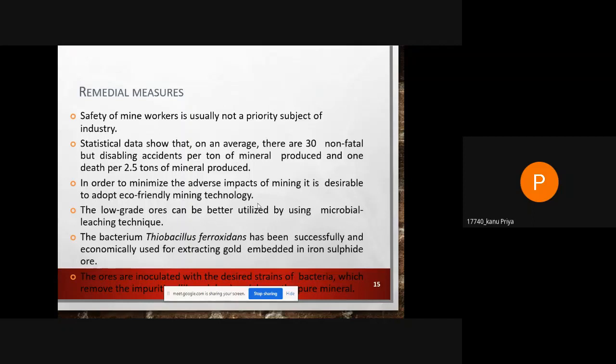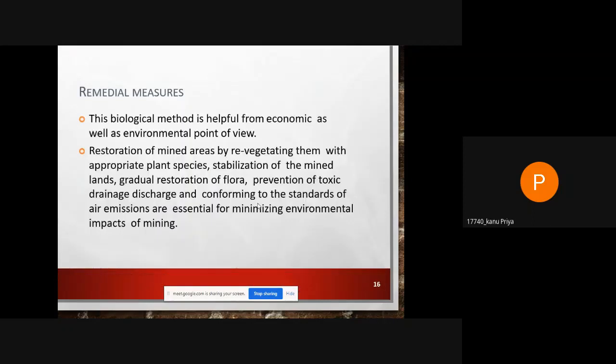In order to minimize the adverse impact of mining, it is desirable to adopt eco-friendly mining technology. The low-grade ores can be better utilized by using the microbial leaching technique. The bacterium Thiobacillus ferrooxidans has been successfully and economically used for extracting gold embedded in iron sulfide ores. The ores are inoculated with the desired strains of bacteria which remove the impurities. This biological method is helpful from an economic as well as environmental point of view.